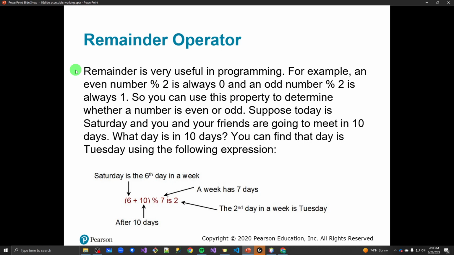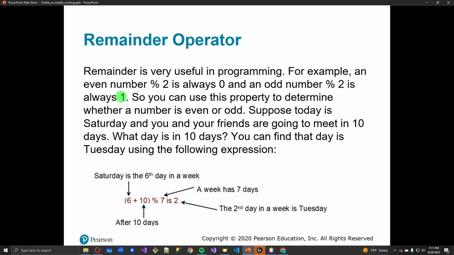So remainder, it may sound silly, but it's used a lot in programming. For example, we can test for even numbers by doing modulo 2. If the remainder comes out 0, we know it's an even number because there's nothing left over. 2 goes in evenly. An odd number modulo 2, the answer is always 1. So we could make use of that to see if it's an even or odd number.